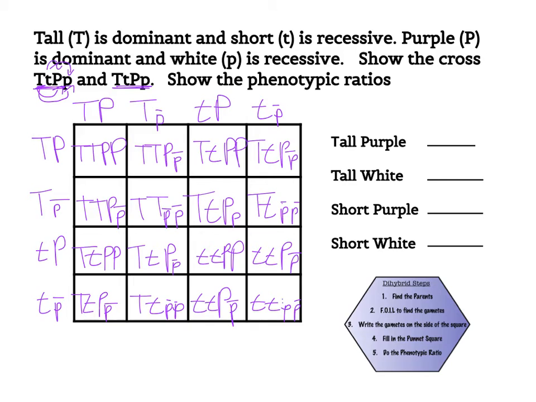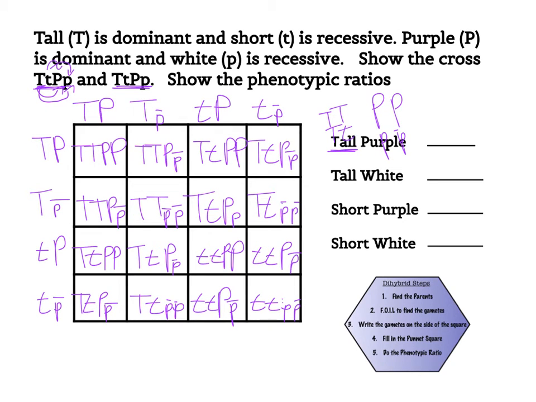Okay, Punnett square is filled in. Let's go ahead and figure out our phenotypic ratio. So again, in this, tall is dominant over short, purple is dominant over white. I bet we're looking at pea plants here. All right, so in order to be tall, I need at least 1 big T. I could be homozygous dominant or heterozygous. Same with purple. I could be homozygous dominant or heterozygous.